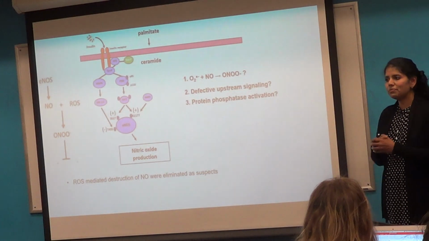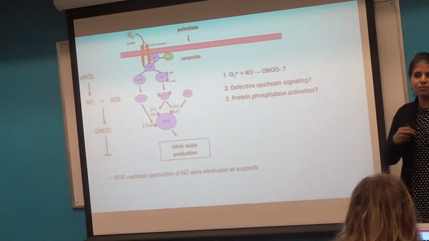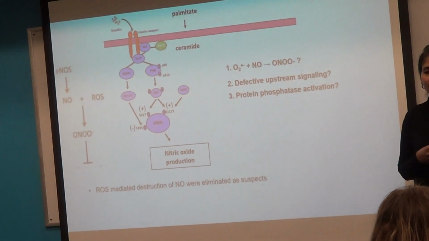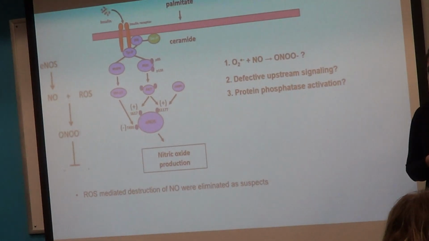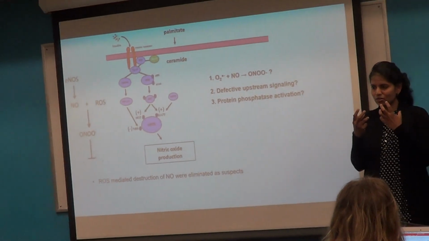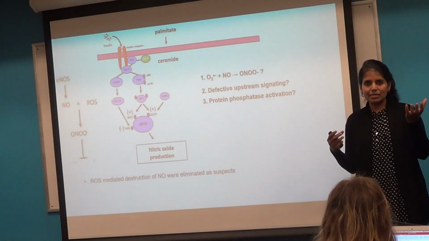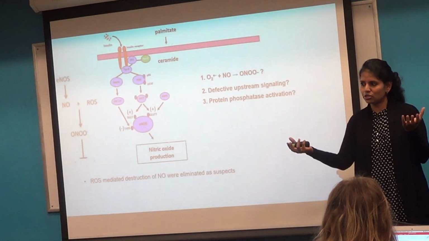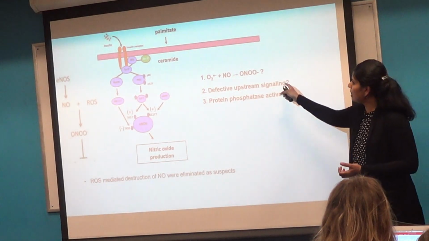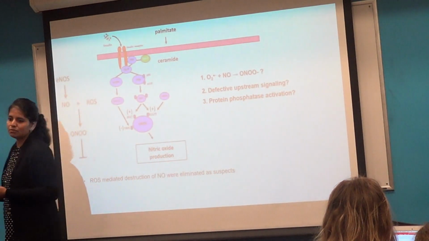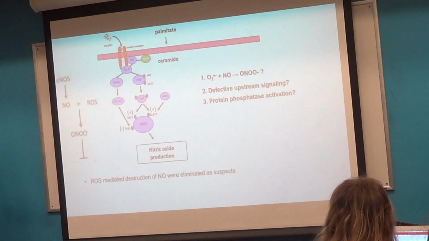So now we went through an arduous process of figuring out what ceramide is doing, how ceramide is bringing this about. Nitric oxide bioavailability depends on its synthesis versus its destruction. Destruction can occur when reactive oxygen species are present, which include hydrogen peroxide and superoxide.